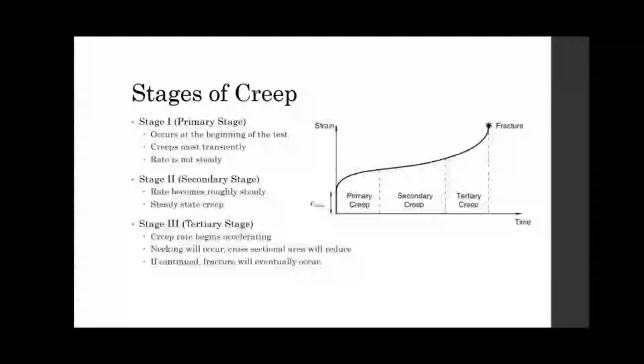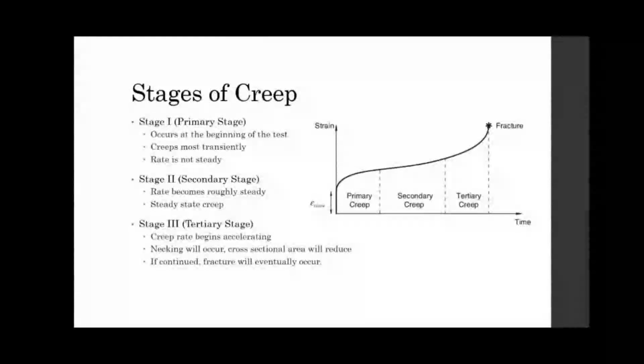What are the stages of creep? Creep occurs in 3 stages: primary, secondary, and tertiary. In stage 1, or the primary stage, primary creep occurs at the beginning of the test, and creep is mostly transient, not at a steady rate. Resistance to creep increases until stage 2, or the secondary stage, is reached. In the secondary creep, the rate of creep becomes roughly steady. This stage is often referred to as steady-state creep.